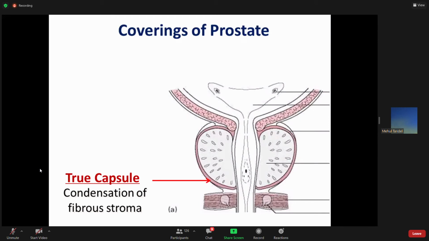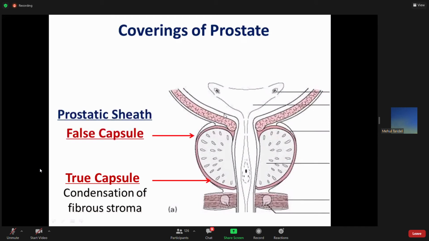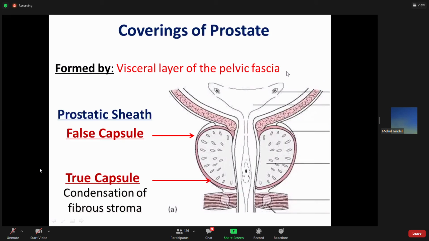Outside it, there is a layer of false capsule, also known as the prostatic sheath. It is formed by the visceral layer of pelvic fascia. You can say the peritoneum in the pelvic region is known as pelvic fascia. So that forms the false capsule here.